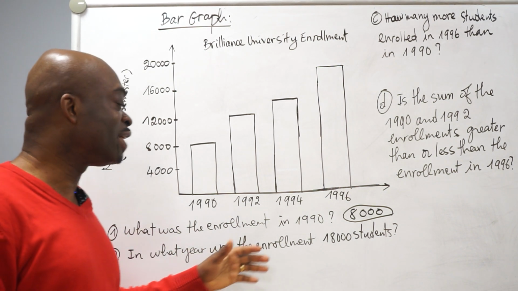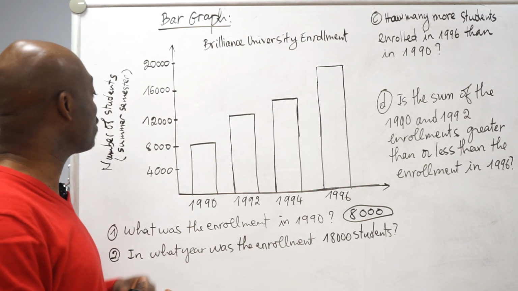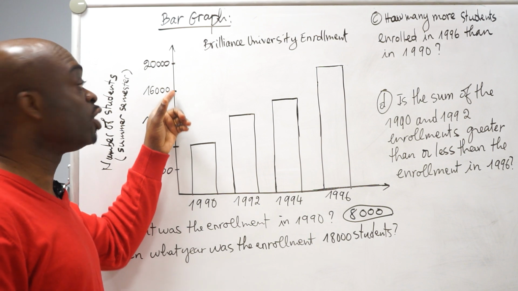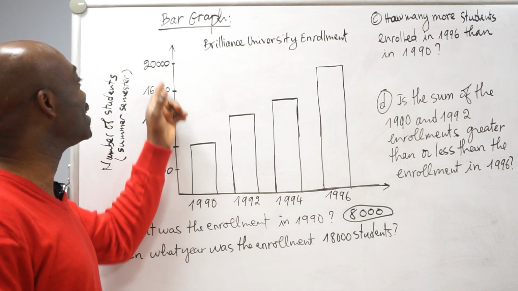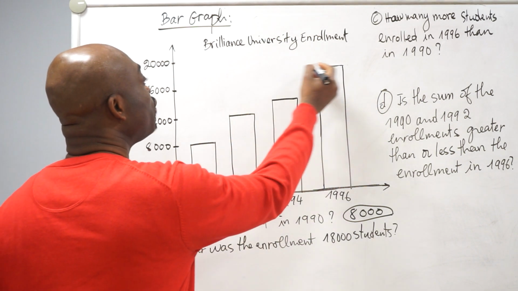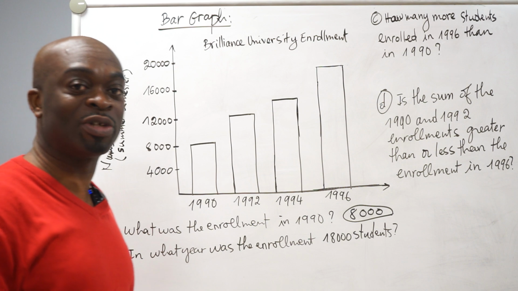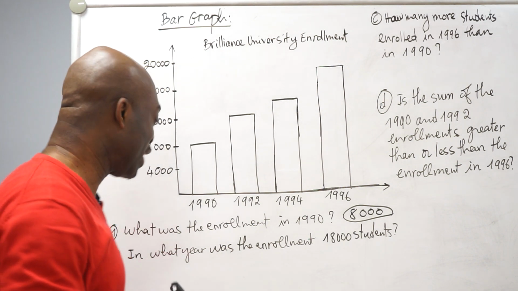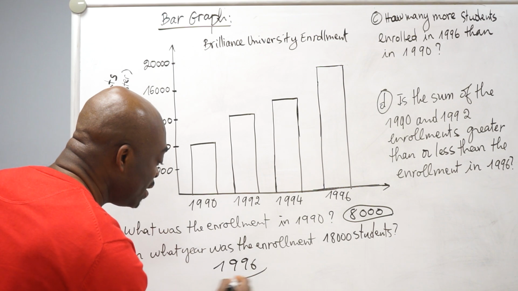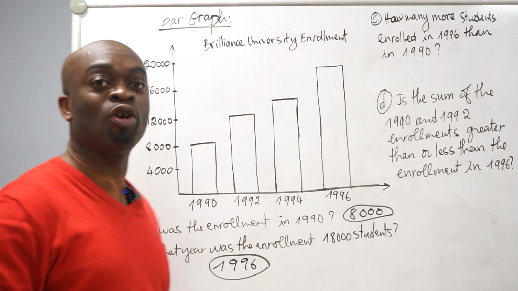Question number two: in what year was the enrollment 18,000 students? You're looking at 4,000, 8,000, 12,000, 16,000. So 18,000 is right in the middle of 16,000 and 20,000. Which one goes with it? If you go here, that's 1996. You see how we're dealing with that, ladies and gentlemen? Simple as that. So 1996 is the year where we had 18,000 enrollment.